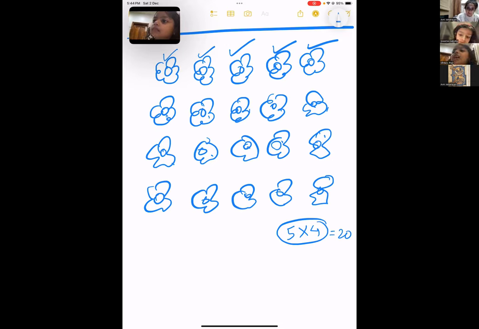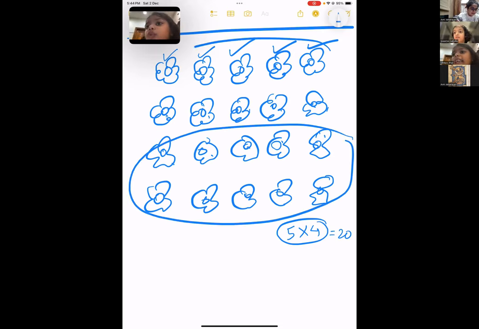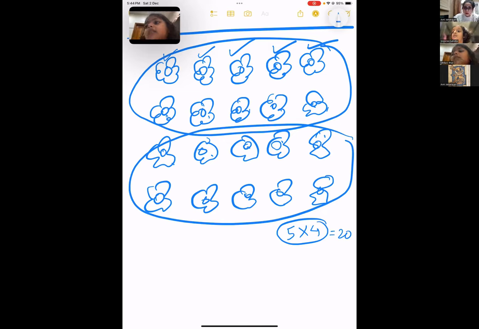First, we will be counting it. First the line is of five. Second line is also five. Then it's ten. And the other line is also ten. 10 plus 10, 20. Yes. So this is how you should be doing.